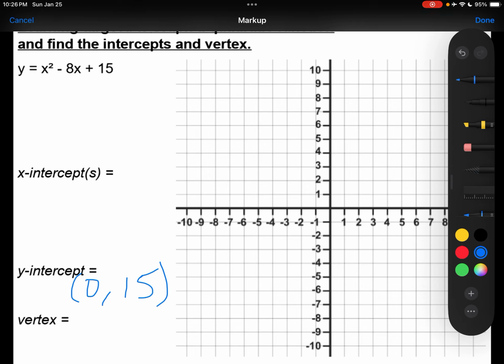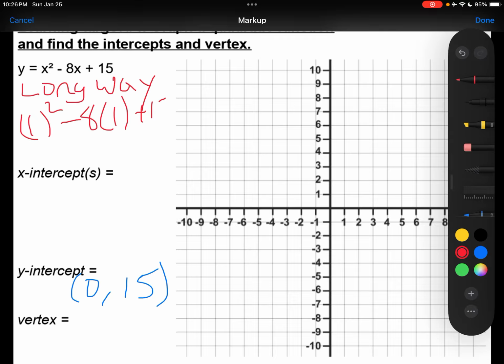We can't find our x-intercept or vertex that fast, but if we wanted to, we could do it the long way. And so what's the long way? Start plugging in numbers. I know what happened with 0. Let me try out 1. 1 squared times 8 minus 1 plus 15, and that comes out to be, using a calculator if I need to, 8. Oh, cool. I'll make a dot at (1, 8). And then I could do that for 2, I could do that for 3, I could do that for 4. It will work. What's the quicker way?